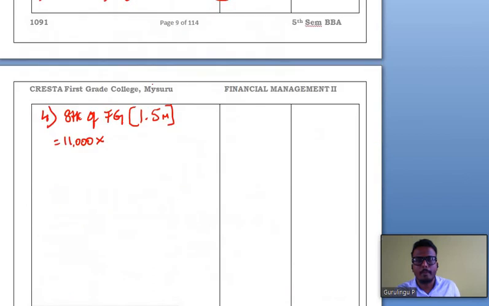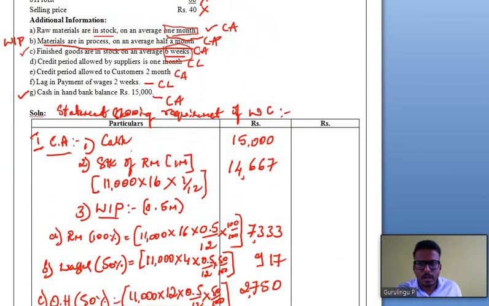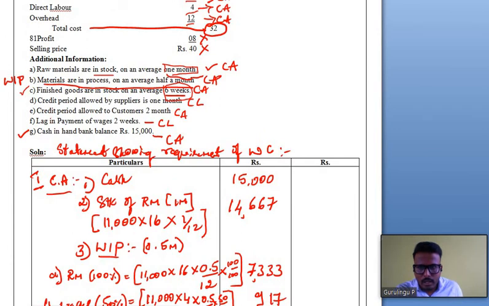After that, fifth one, debtors. So calculation of debtors. Debtors are also called customers. We will see the adjustment related to debtors. Debtors credit period allowed to customers. See adjustment E, that is 2 months. It should be calculated once again on total cost. 11,000 into 32 into how many months was given to debtors? That is 2 months, 2 divided by 12. When you do this, you will get 58,667.